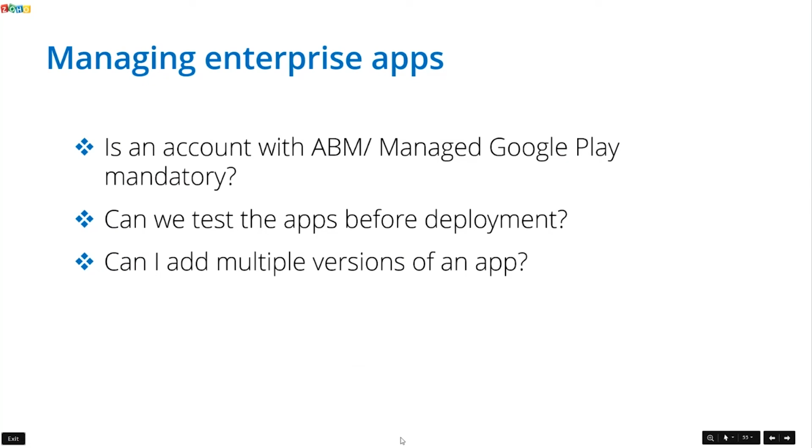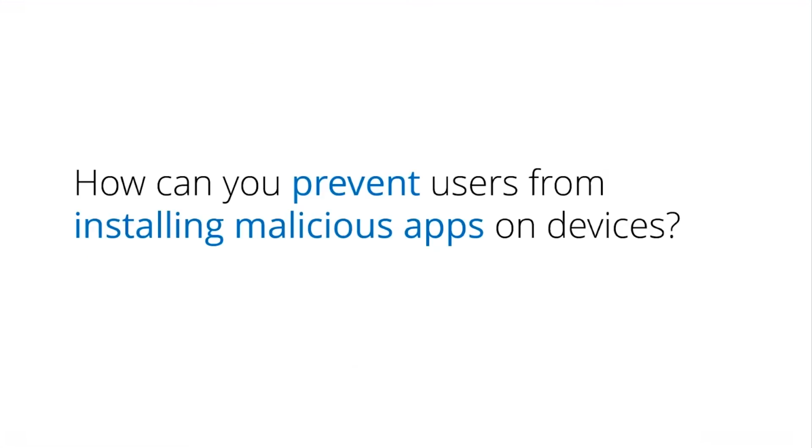And now let me show you how we can manage your in-house application. So far I've shown you about install and I'll cover uninstallation in the upcoming slide. I've shown you about updating the apps. Now when it comes to installing enterprise, that is in-house applications, what do you have to do? Do you have to have an ABM or managed Google Play account for deploying an in-house or enterprise app? No. And is it possible to test the apps before deployment? Yes. And you can also add multiple versions of the app and target the required devices. Let me show you how we could do that now.